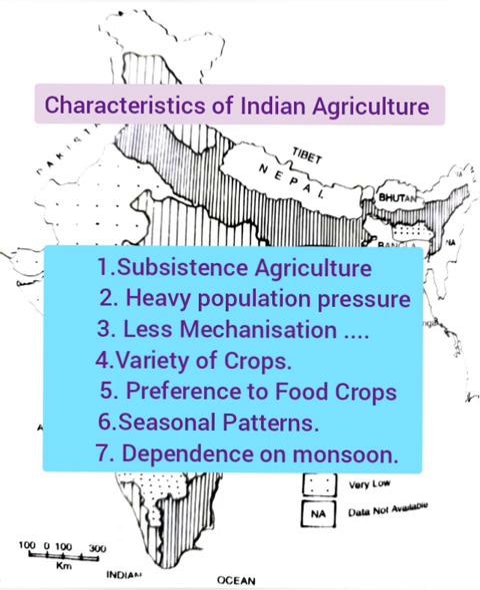Heavy population pressure. Still 70% of the population is directly or indirectly dependent on agriculture. Less mechanization. Even after 40 years of the Green Revolution, the use of machines is not proper here.